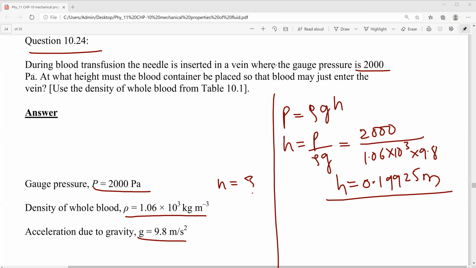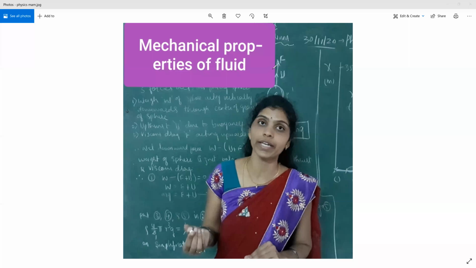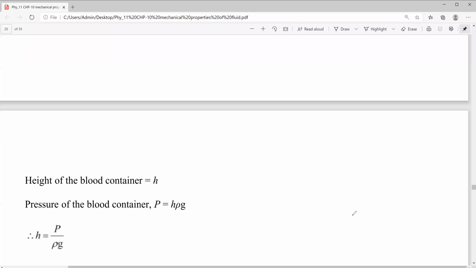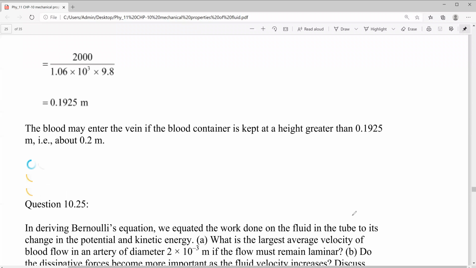Therefore, blood may enter the veins if the blood container is kept at a height greater than 0.1925 meter. It is almost equal to 0.2 meter, you can consider. So, okay, next we shall move to the next question, that is 10.25.